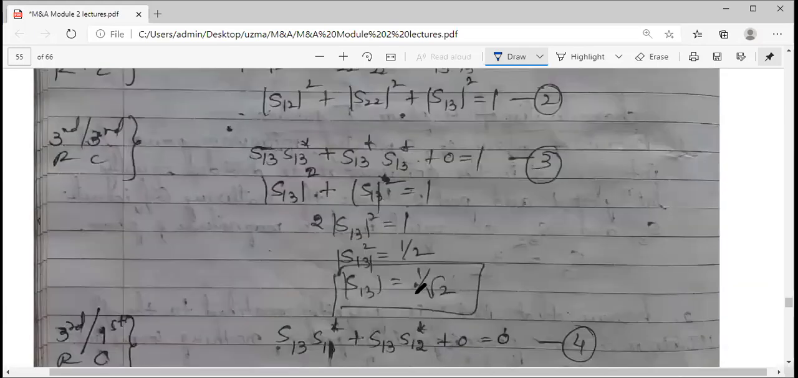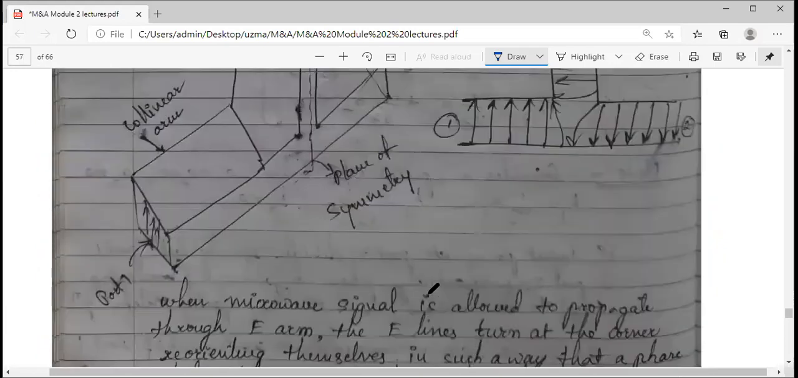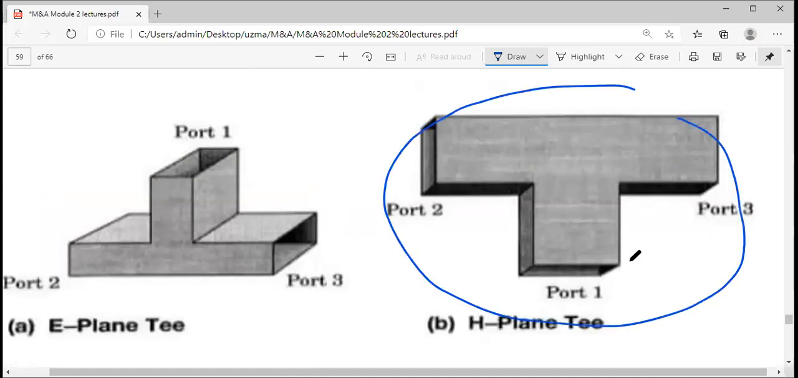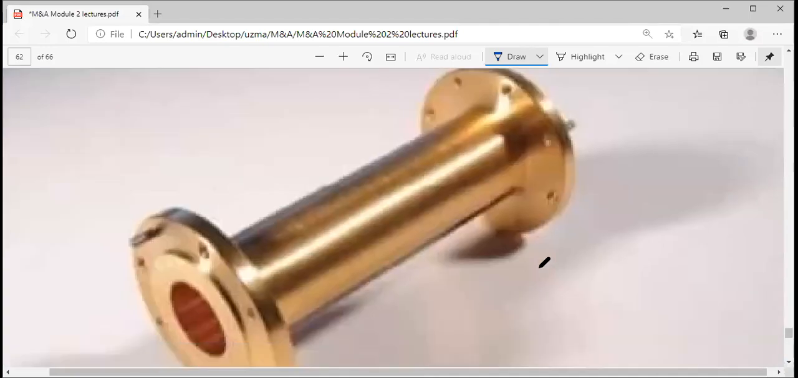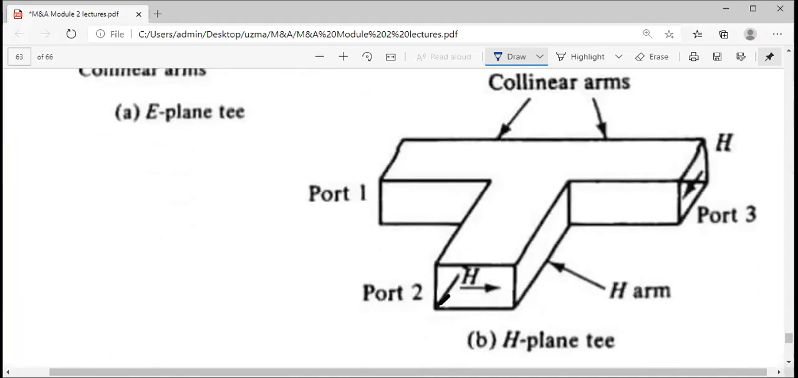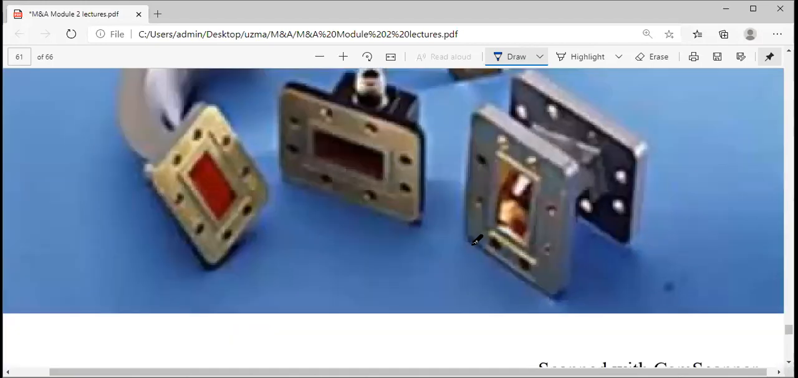I can show you a clearer picture. So we are discussing this. We have a side arm here. We call this side arm the H arm. You can see if this perpendicular direction indicates the E field, this indicates the H field, horizontal. And the side arm you have attached is parallel to the H field. That's why we call it the H arm. So that is the structure we have discussed.